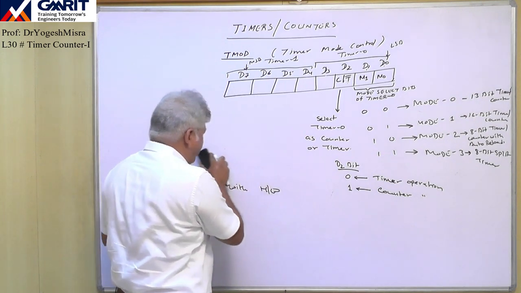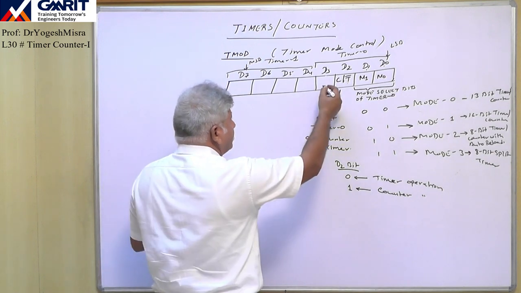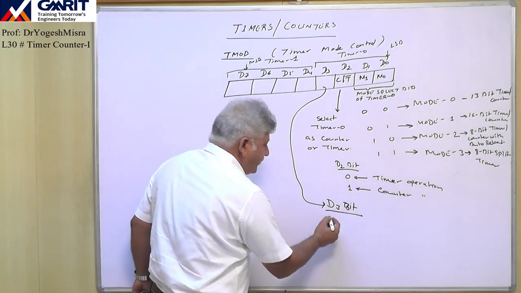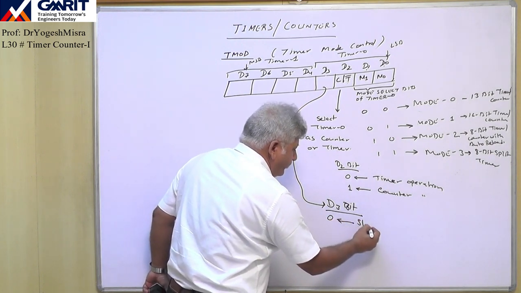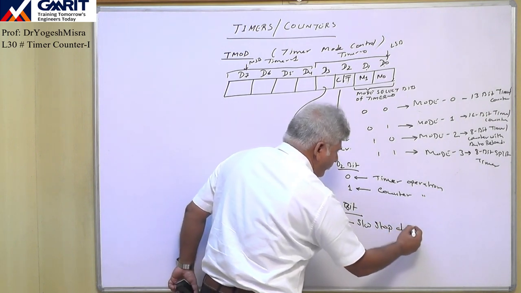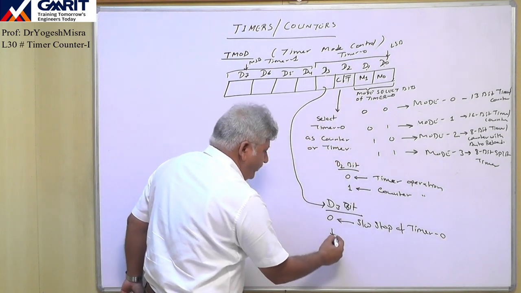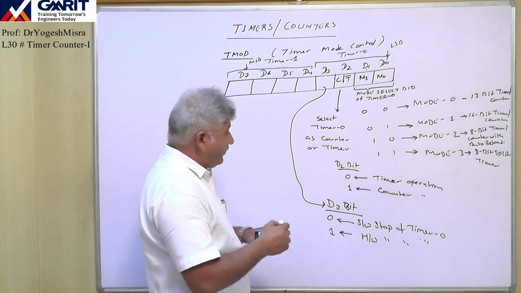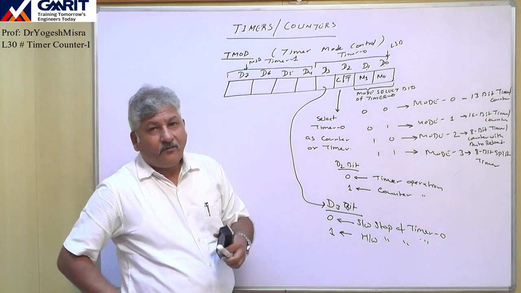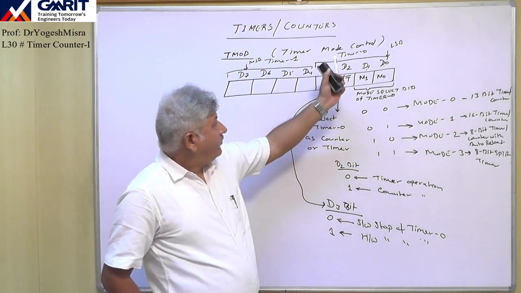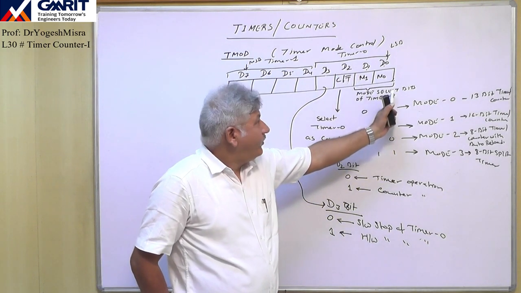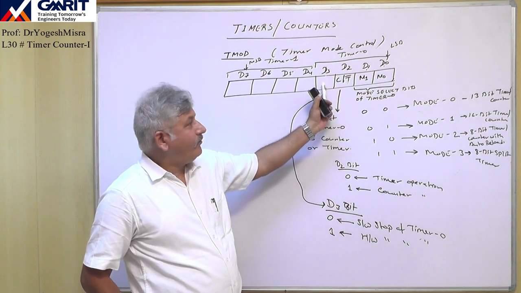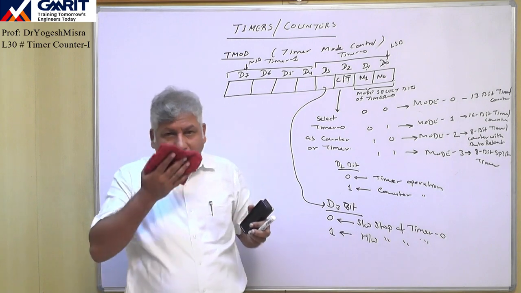So in D3 bit, we write D3 here. If this bit is 0, then software stop of timer number 0. And if this bit is 1, then hardware stop of timer number 0. So these are the 4 bits which are used to select for timer number 0 its mode of operation, whether we are using the timer as counter or a timer, or we want to stop the timer with the application of some instruction or with the help of some pulse, with the help of some hardware.